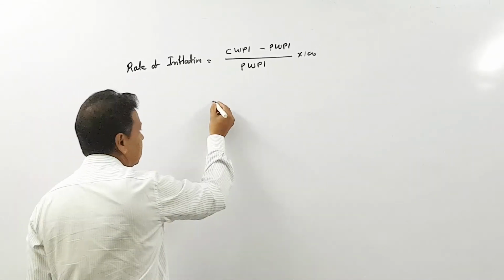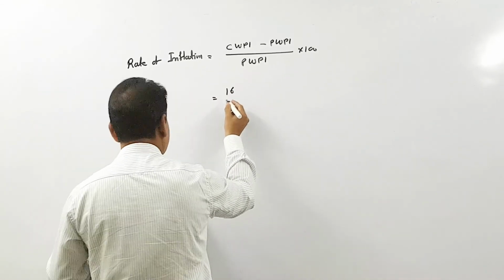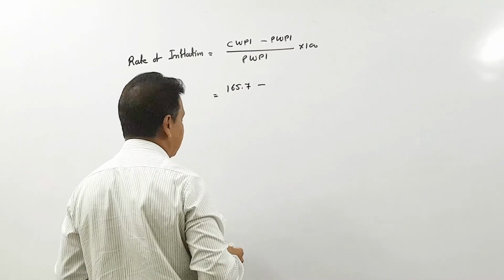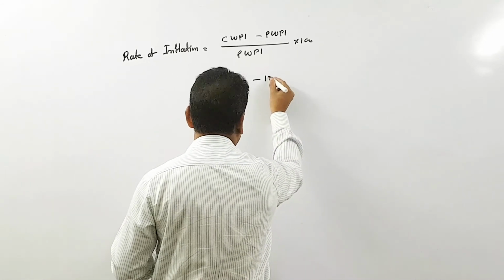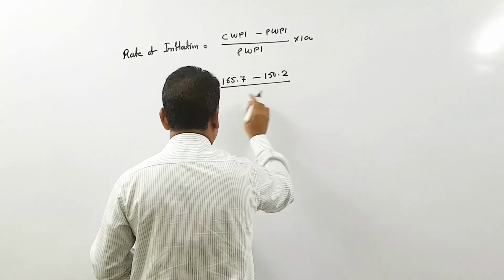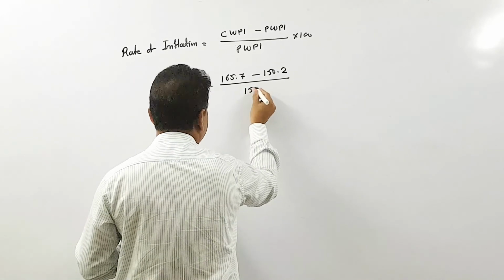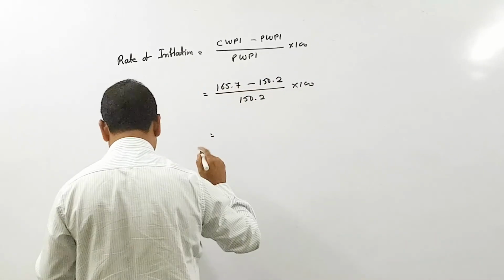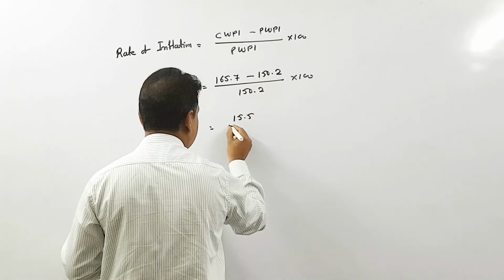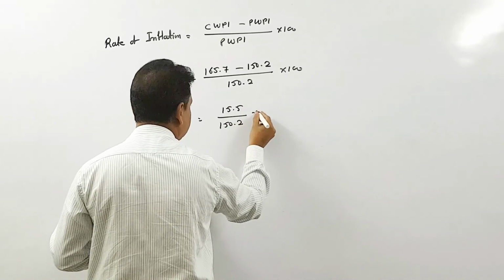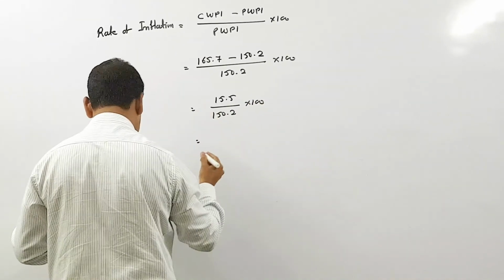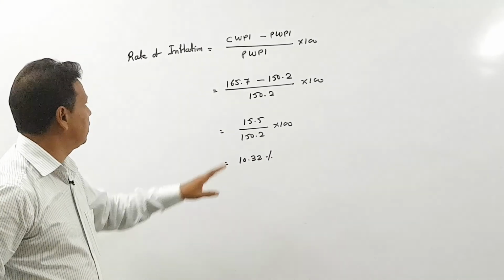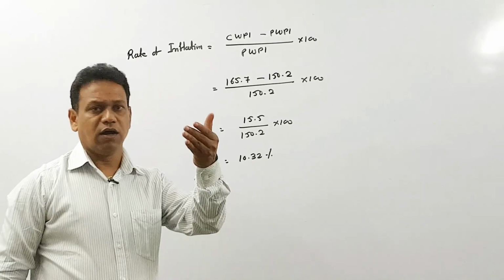The current year's wholesale price index number is 165.7 minus the previous year's wholesale price index number, 150.2, divided by the previous year's wholesale price index number, 150.2, into 100. So the difference we have is 15.5, divided by 150.2 into 100, so we get at the end 10.32 percent. This is our inflation rate, my dear friends.